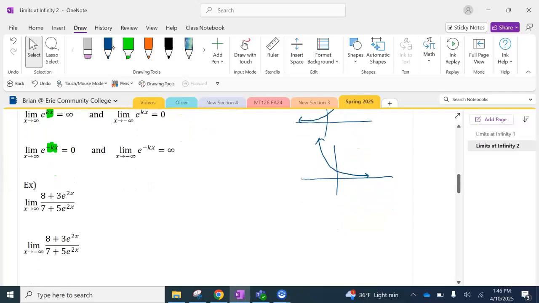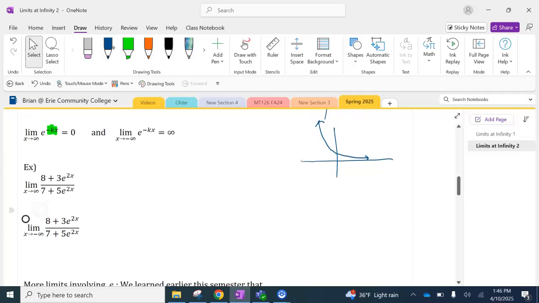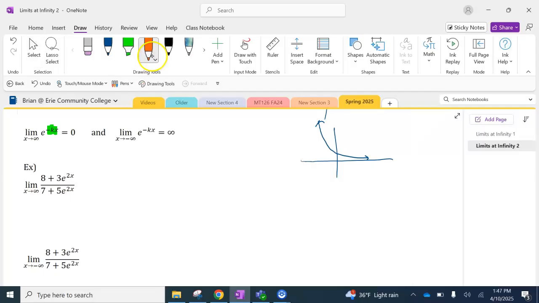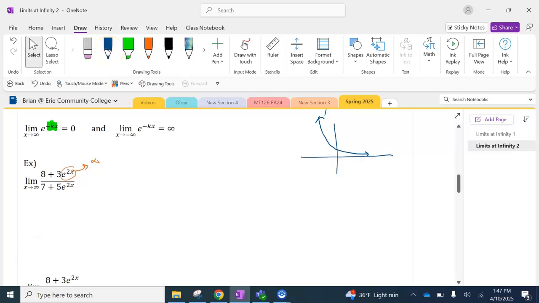All right, now let's look at these two examples to wrap this recording up. We've got the same function here, but we just want to know what happens as we go to positive infinity versus negative infinity. Well, we can't just think about going towards infinity for this first one, because this is going to approach infinity over infinity as x goes to positive infinity. So we're going to have to do a little bit of rewriting before we can analyze the limit, and we want to divide everything by e to the 2x power.